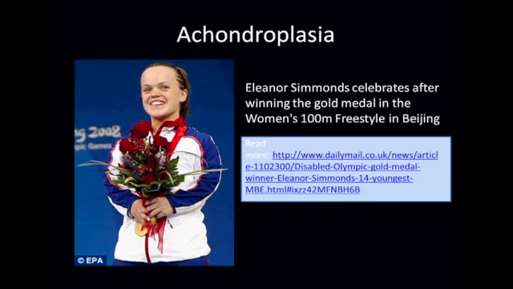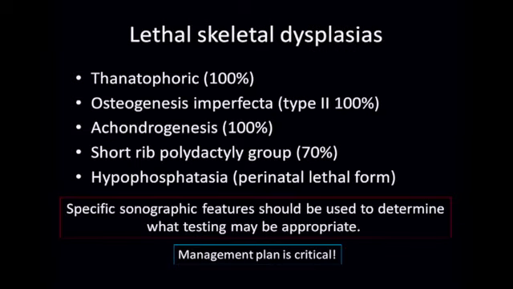Achondroplasia is compatible with a perfectly normal life. There's normal intelligence, and I pulled this picture from a British newspaper to show this young lady who is actually an Olympic athlete and won a medal for freestyle swimming in the Beijing Olympics.